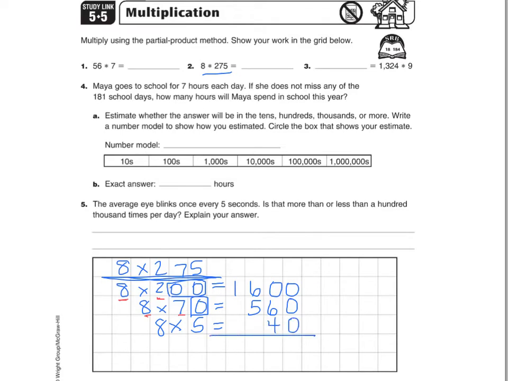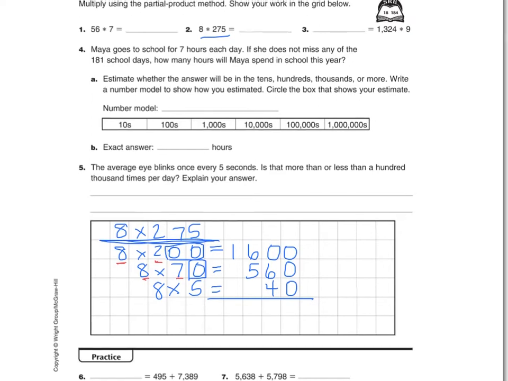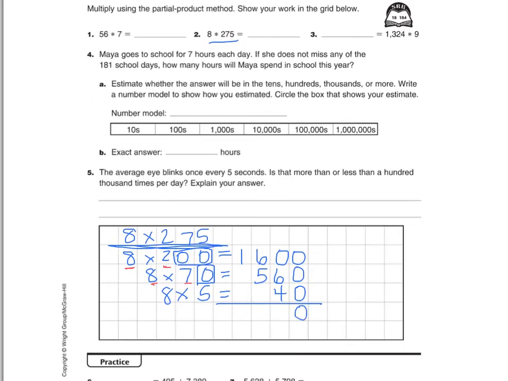And then students would add up the total here. So they would add up to create 2,200... 2,200. It's important that students still add from ones place out to thousands place. That's going to make the work easier. So they're going to solve those problems there. And then on 4 and 5, they're going to create a number model.